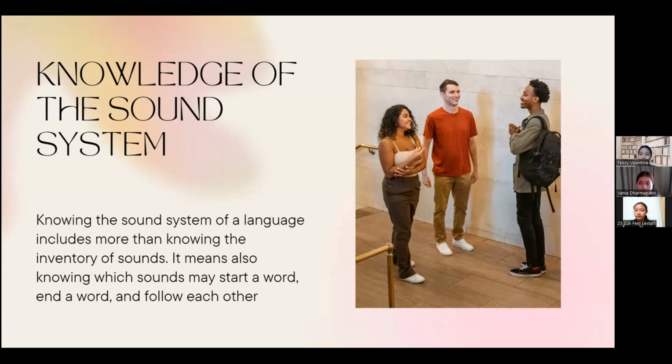Second is knowledge of the sound system. Knowing the sound system of a language includes more than knowing the inventory of sounds. It means also knowing which sounds may start a word and follow each other. Part of knowing a language means knowing what sounds or signs are in that language and what sounds are not. One way this unconscious knowledge is revealed is by the way speakers of one language pronounce words from another language. If you speak only English, for example, you may substitute an English sound for a non-English sound when pronouncing a foreign word like the French ménage à trois. If you pronounce it as French boule, you are using sounds outside the English sound system.